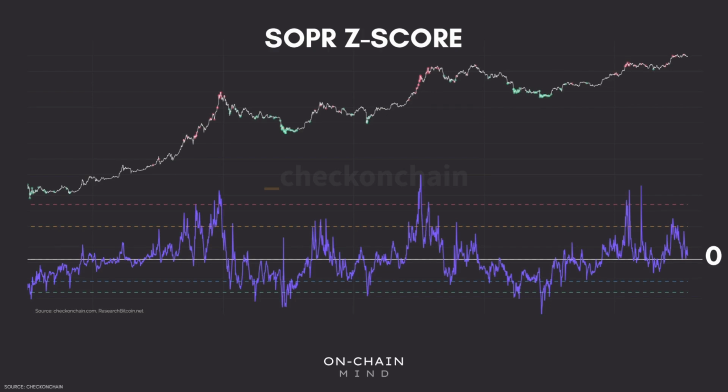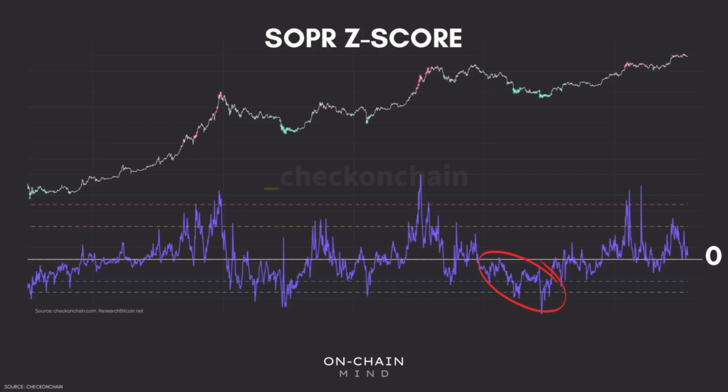A great example of this was during Bitcoin's 2017 bull run. SOPR-Z consistently bounced off 0, showing strong buying interest at key support levels. But in the 2022 bear market, it struggled to break above 0, reinforcing the heavy sell pressure.